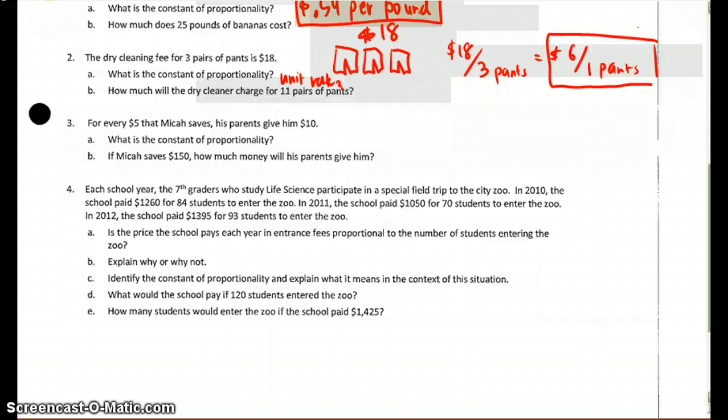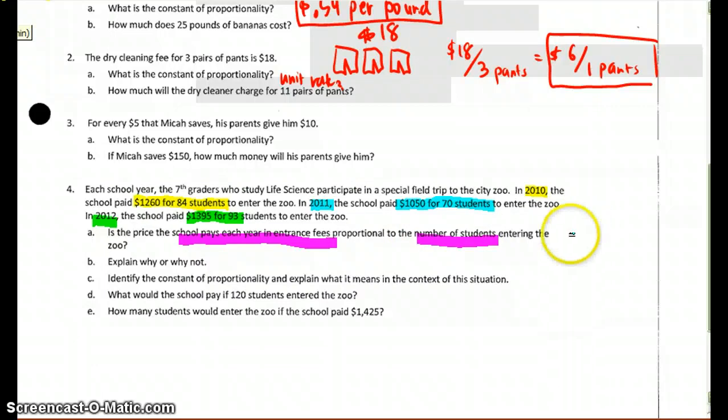Now in number 4, I'm going to highlight some key information here. In 2010, the school paid $12.60 for 84 students. Then in 2011, the school paid $10.50 for 70 students. The following year, 2012, they paid $13.95 for 93 students. We are going to see, in question A, if the school's yearly entrance fee is proportional to the number of students. So I could create a table to help me visually see that.